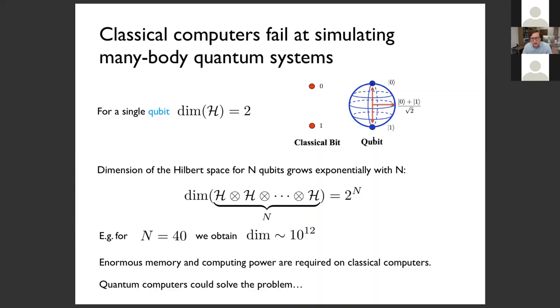However, if you consider a system of n qubits, then the state of such a composite system lives in a Hilbert space, which is a tensor product of n copies of the Hilbert space. And we know that the dimensionality of the tensor product is an exponential function, two to the n, in that case, okay? So the dimensionality grows exponentially fast. So already if you take, let's say, 40 qubits, your dimension is 10 to the 12. It's becoming very significant even for such a small number. So going towards 100 is already becoming impossible with classical supercomputers, okay?